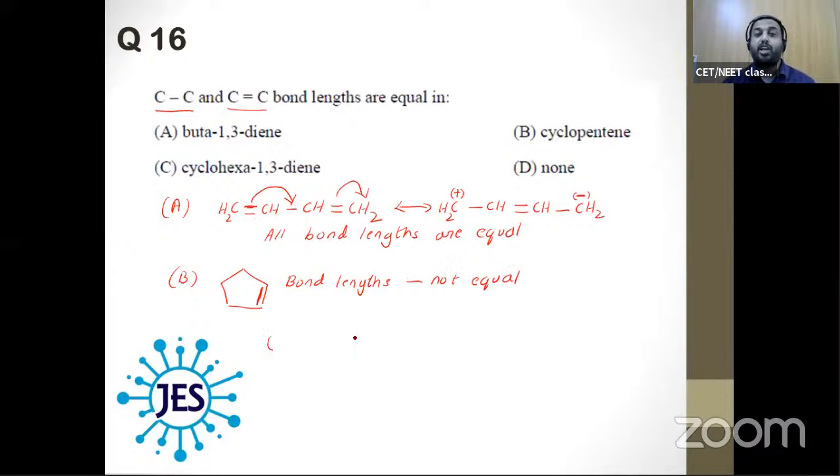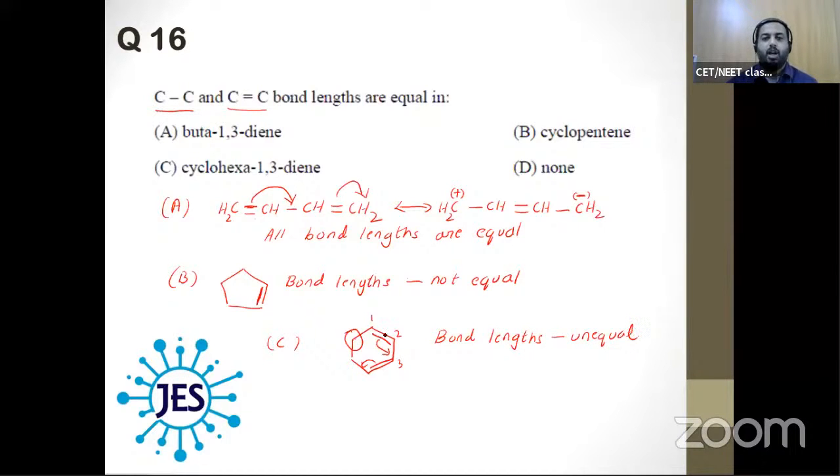Let's look at option C, cyclohexa-1,3-diene. See, you should know how to write the structure of an organic compound from its name. You can't answer without that. So cyclohexa-1,3-diene is this one. In the first position there is a double bond; 1, 2, 3, the third position there is a double bond. Here conjugation or resonance is only operational till here. This carbon atom is not involved in conjugation, which means again bond lengths are unequal.